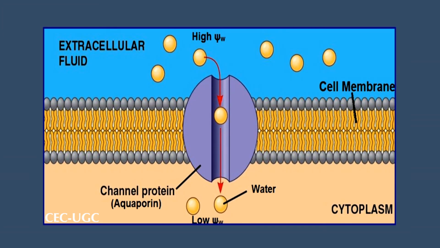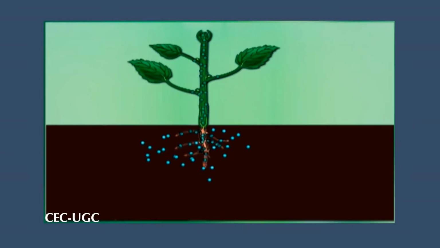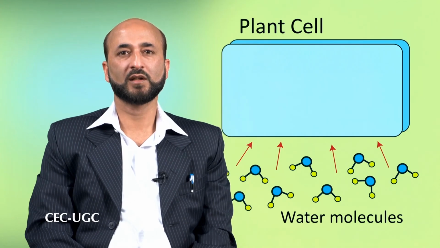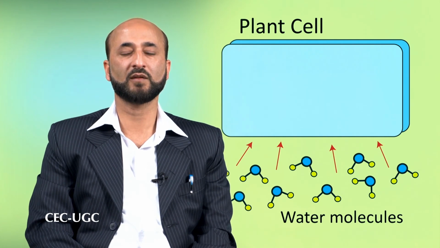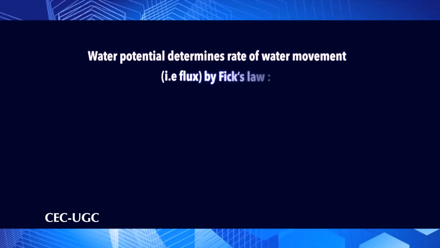Number one, water potential governs the transport of water across cell membranes and from one part of the plant to another. It especially governs the transport of water from the soil through the plant to the atmosphere, that is through SPAC, the soil-plant-atmospheric continuum. Water potential not only determines the direction of transport, but also the magnitude of the driving force. Water potential determines the rate of water movement, that is flux, by Fick's law as follows.